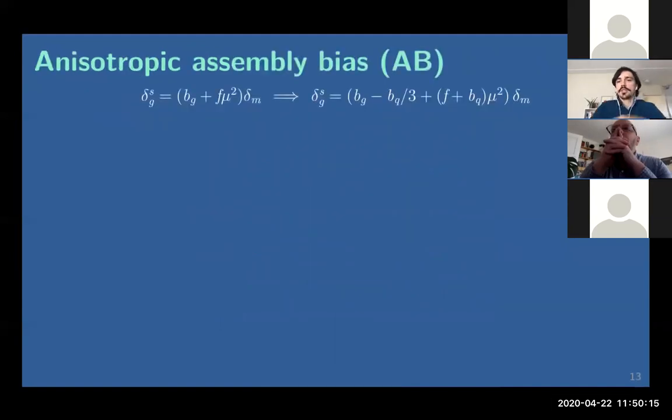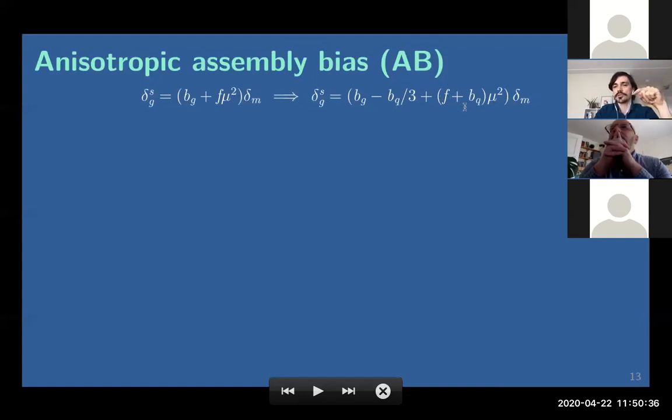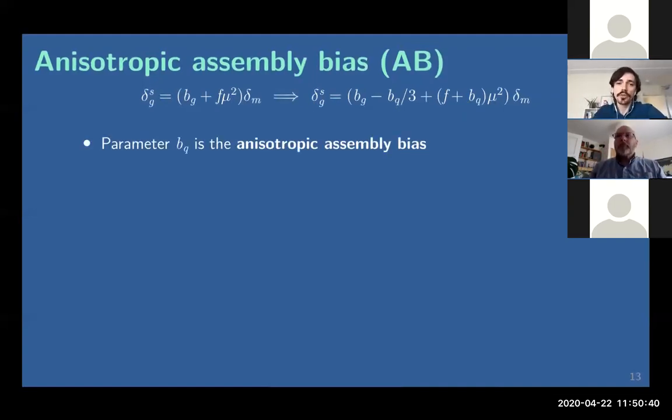So let me just summarize here. We went from this galaxy overdensity field in redshift space, which was this simple one here, this is the Kaiser term, to something that has this B_Q here, which is modifying the bias. And there is another term that is completely degenerate with the growth factor, so this just adds. And this B_Q is what we call the anisotropic assembly bias.